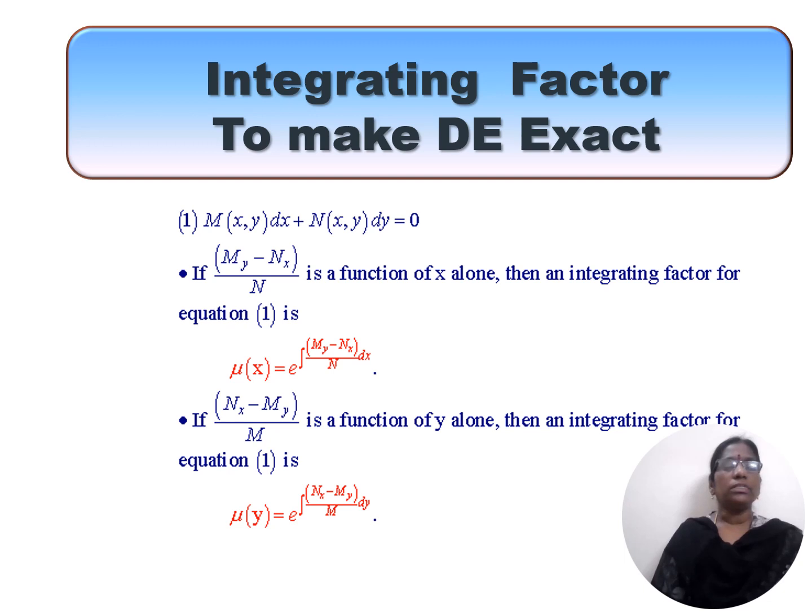Under that, number 1: M(x,y) dx + N(x,y) dy = 0 is not exact, and if (∂M/∂y − ∂N/∂x)/N is a function of x alone, then an integrating factor for the equation 1 is μ(x) = e^∫(∂M/∂y − ∂N/∂x)/N dx. And if (∂N/∂x − ∂M/∂y)/M is a function of y alone, then an integrating factor for the equation is μ(y) = e^∫(∂N/∂x − ∂M/∂y)/M dy.